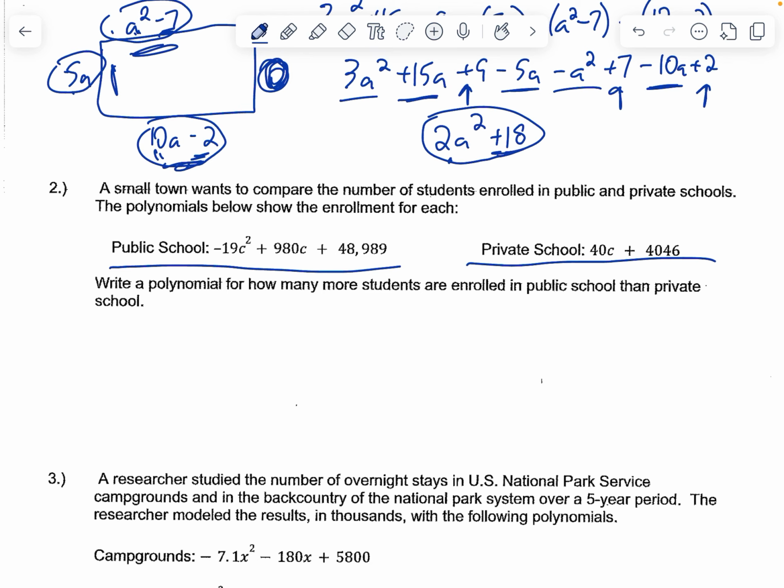If you're ever confused on how to set something like this up, kind of make up numbers and ask yourself how you would figure it out. So let's say a public school had 100 and the private school had 40. To figure out how many more, we would do the public minus the private.